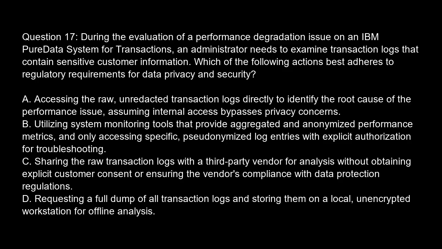Option A. Accessing the raw, unredacted transaction logs directly to identify the root cause of the performance issue, assuming internal access bypasses privacy concerns. Option B. Utilizing system monitoring tools that provide aggregated and anonymized performance metrics, and only accessing specific, pseudonymized log entries with explicit authorization for troubleshooting. Option C. Sharing the raw transaction logs with a third-party vendor for analysis without obtaining explicit customer consent or ensuring the vendor's compliance with data protection regulations. Option D. Requesting a full dump of all transaction logs and storing them on a local, unencrypted workstation for offline analysis.